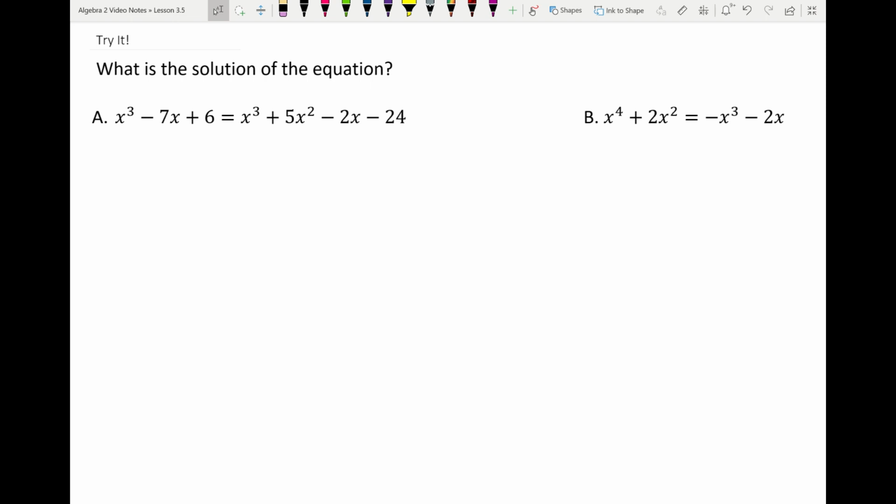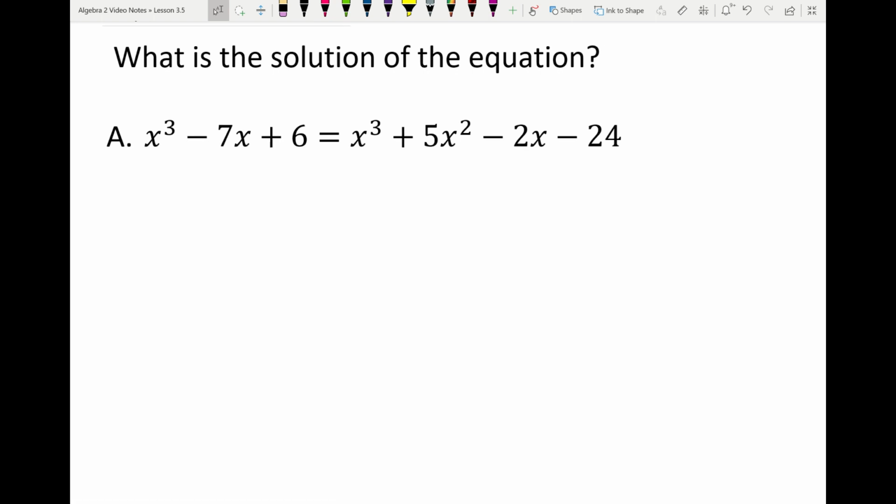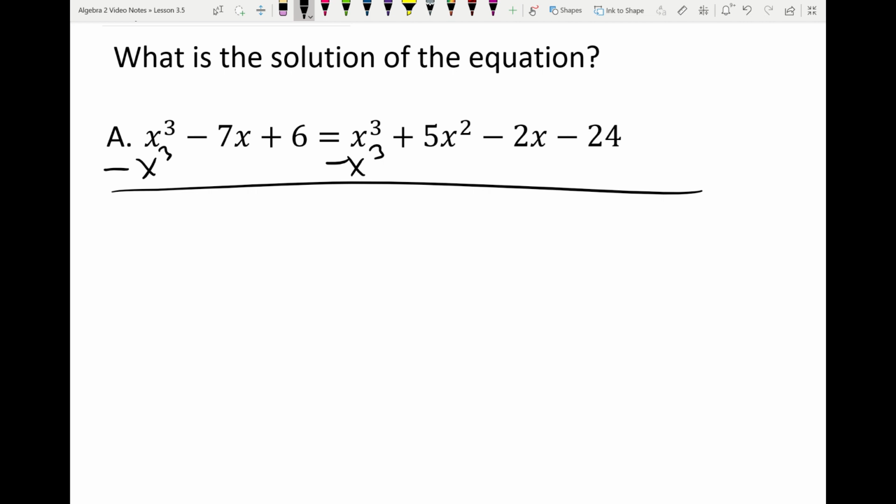All right, guys, so let's go ahead and work on the problems. So let's look at this one. For this polynomial equation, we're going to, again, move everything to one side. Let's move everything over to the right side. So let's move that over by subtracting it. Let's move this over by adding it to this side. And then we'll subtract the 6 on both sides. That way everything on the left side goes away.